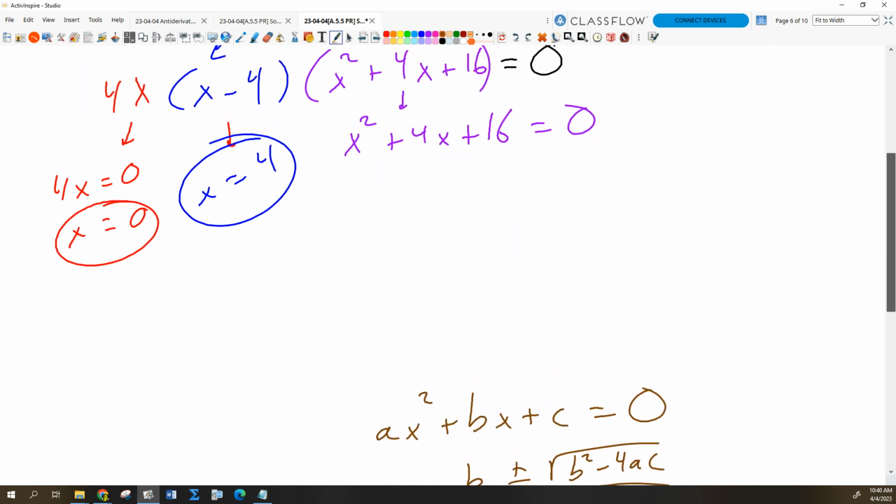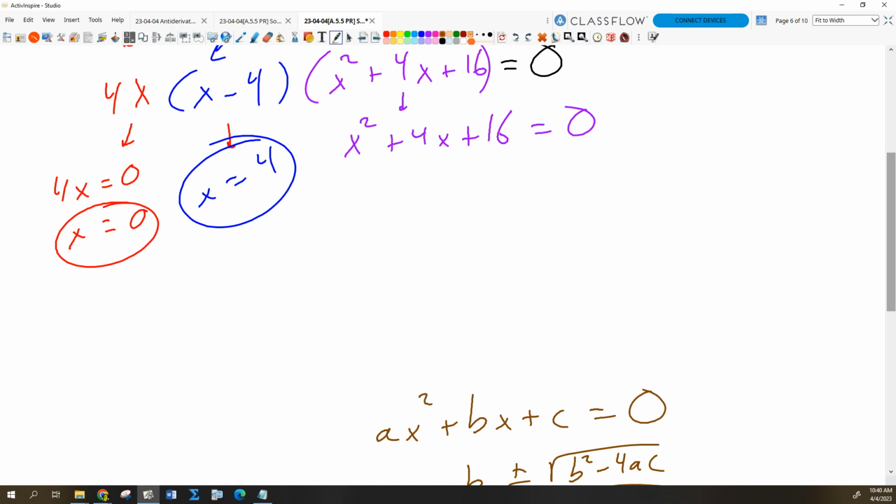So for us then, what's that look like? Looks like a is what for us? No, a is the coefficient. What's the number that's in front of x squared? It's 1. What's b? 4. What's c? 16. Right, a, b, and c, those are coefficients, so those are always just going to be numbers. So we can solve this with the quadratic formula.